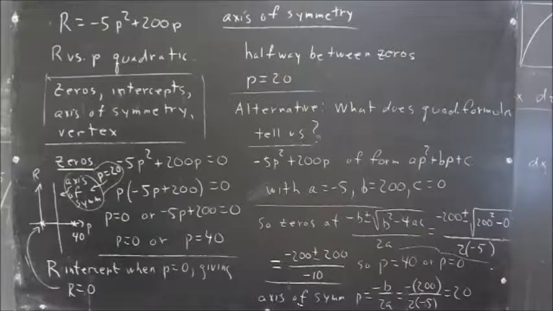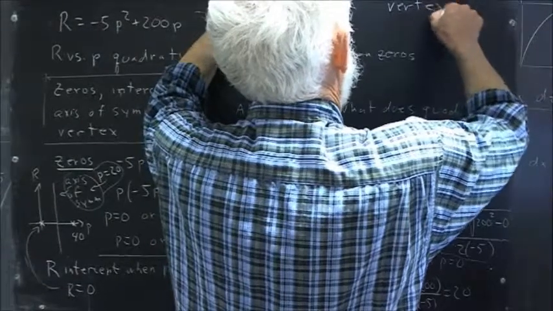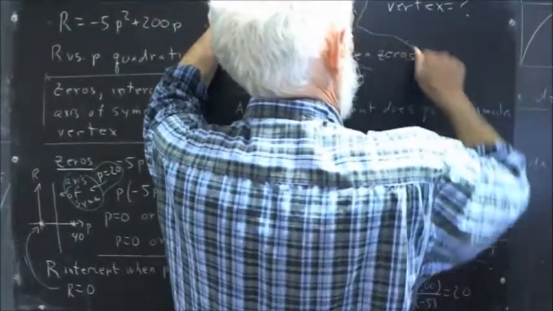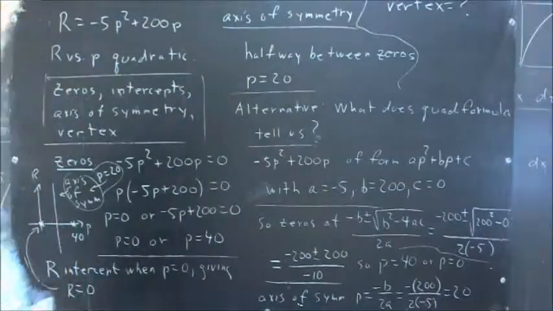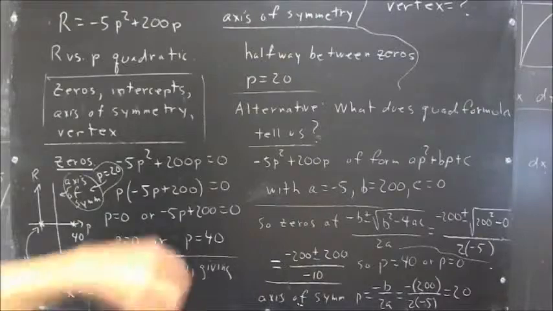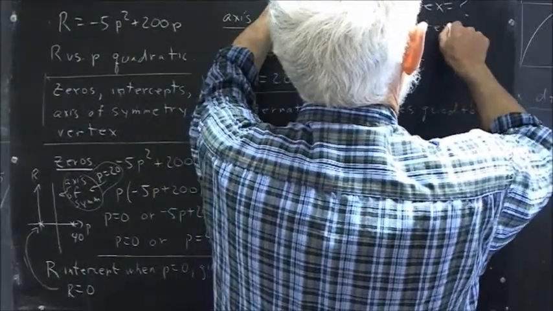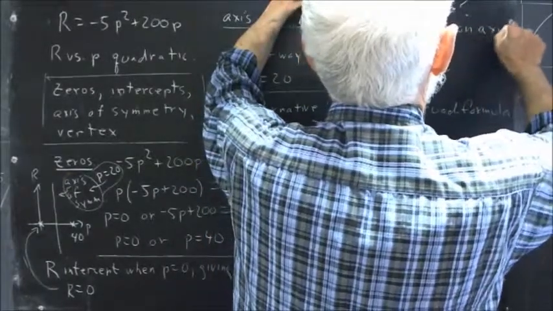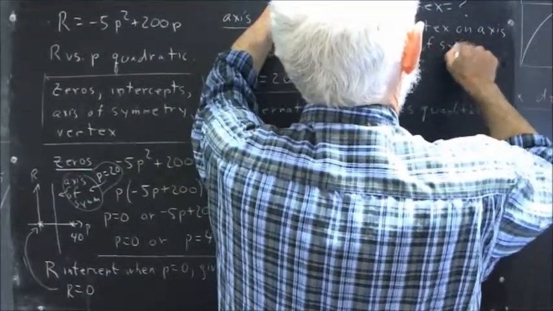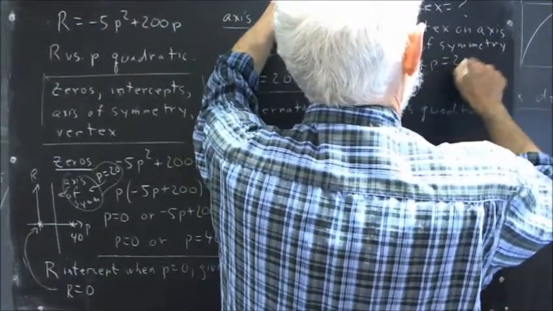The last thing we want to do is find the value. Okay, find the vertex. So where's the vertex? I'm going to do that up in the corner here. It won't take much room. Vertex equals what? You should pause and do that. Now I'm going to go ahead and do it. The vertex is on the axis of symmetry, which is p equals 20.